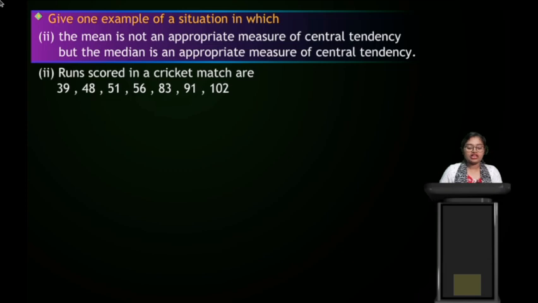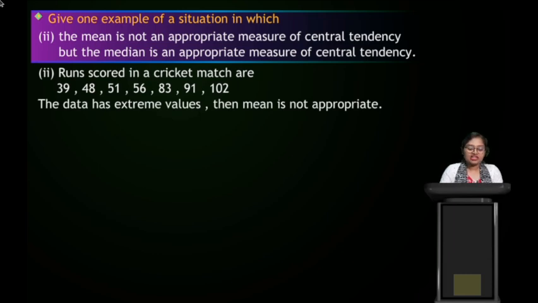For this, I have taken the runs scored in a cricket match. So these are the runs scored by a team in a cricket match. Here you can see there are extreme values. The smallest number is 39 and the largest number is 112. The difference between these two numbers is very large, right? So in such cases we cannot use mean as an appropriate central measure. In this case we have to use median as an appropriate measure of central tendency.